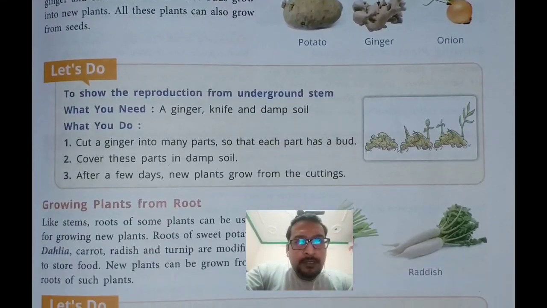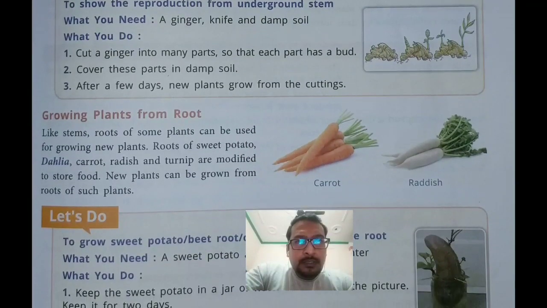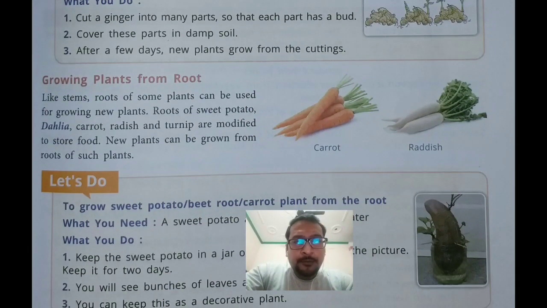Then you have growing plants from roots. Like stems, roots of some plants can be used for growing new plants. Roots of sweet potato, dahlia, carrot, radish, and turnip are modified to store food. New plants can be grown from roots of such plants.